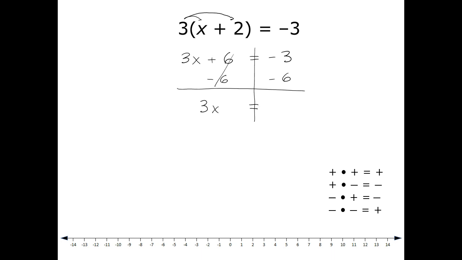And on the right, I have to combine this negative 3 with this negative 6. So I'm going to stand on negative 3. And I'm going to move 6 steps to the left. 1, 2, 3, 4, 5, 6. I land on negative 9.